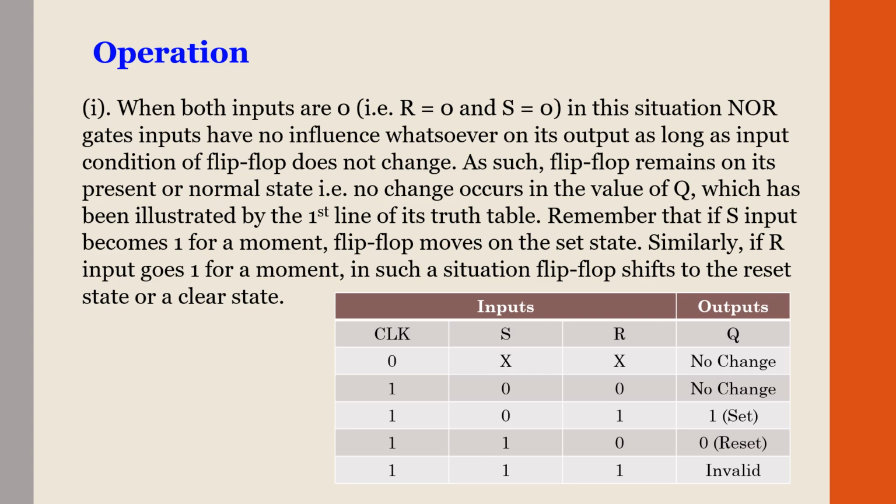Operation when both inputs are 0. In this situation, the NOR gate's inputs have no influence on its output as long as the input condition of the flip-flop does not change. As such, the flip-flop remains in its present or normal state, i.e. no change occurs in the value of Q, which is illustrated by the first line of its truth table. Remember that if the S input becomes 1 for a moment, the flip-flop moves to the set state. Similarly, if the R input goes to 1 for a moment, the flip-flop shifts to the reset state or clear state.